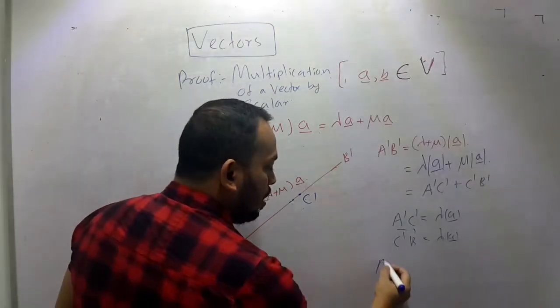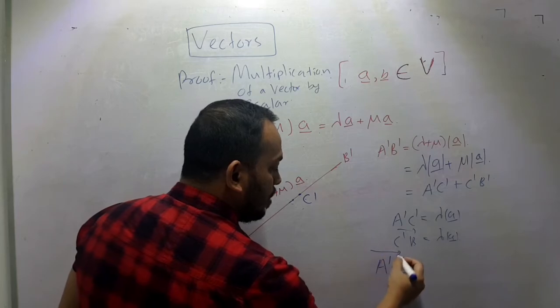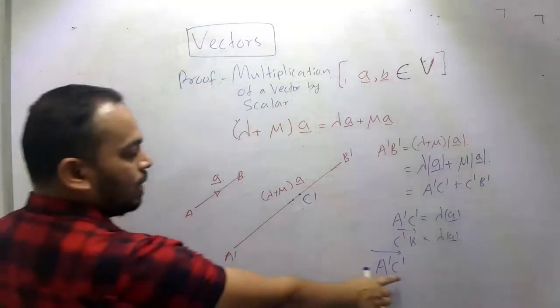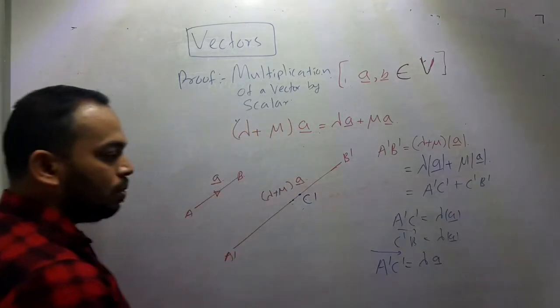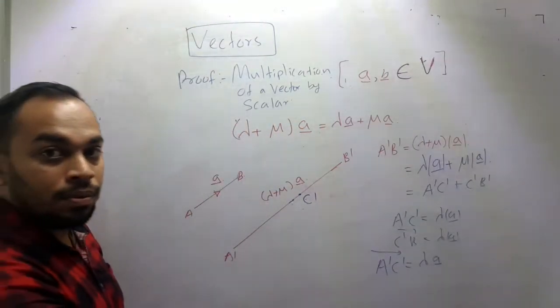Therefore the a dash c dash vector, its vector can be taken as lambda a. Yes, you can see.